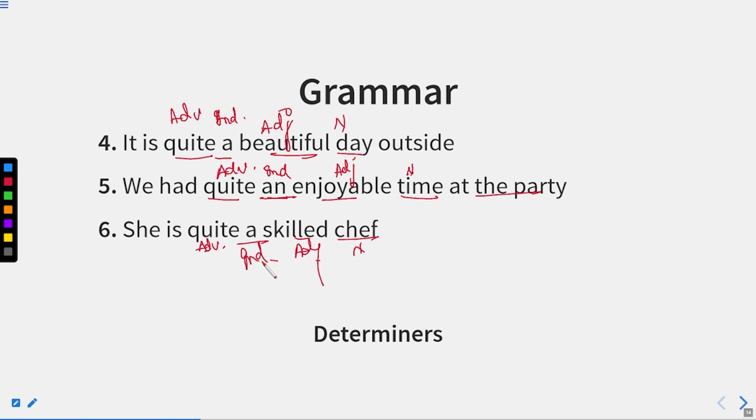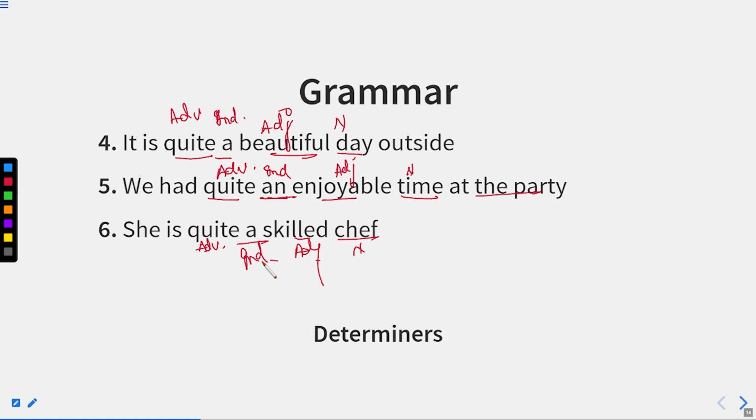So this is the position if quite is followed by an adjective and a noun. So the word quite should be followed by the indefinite article first. After that, it should be followed by an adjective, and after that we have a noun. So this is the structure when we use quite plus indefinite articles.